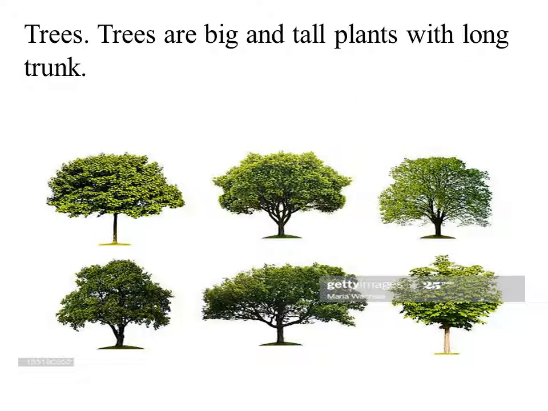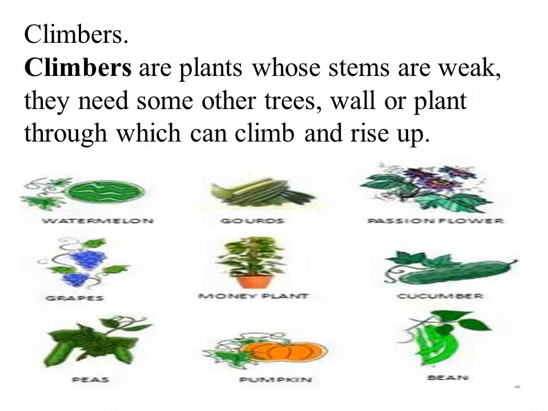Trees, another kind of plants. Trees are big and tall plants with a long trunk. Another kind of plants, climbers. Climbers are plants whose stems are very weak. They need other trees, a wall or some other support through which they can climb and rise up. Those are called climbers, as the name defines their category.